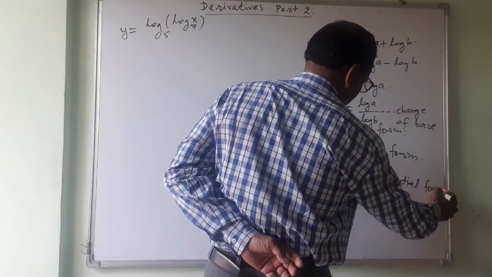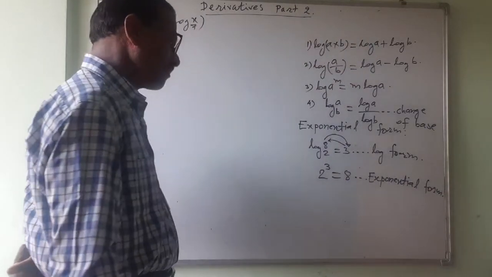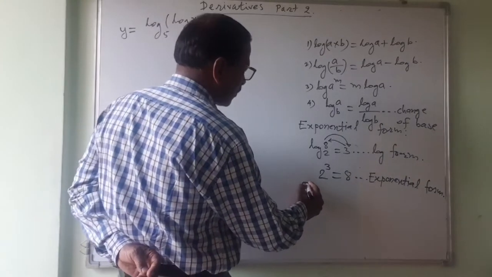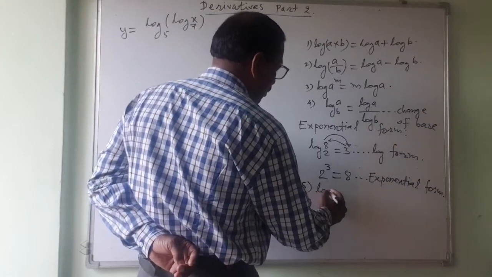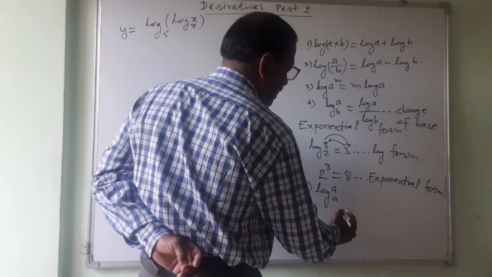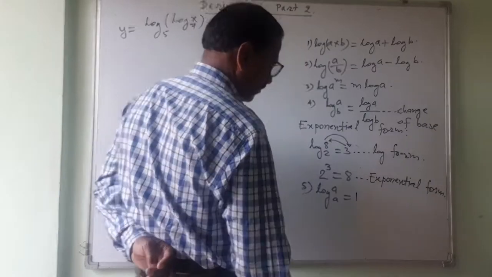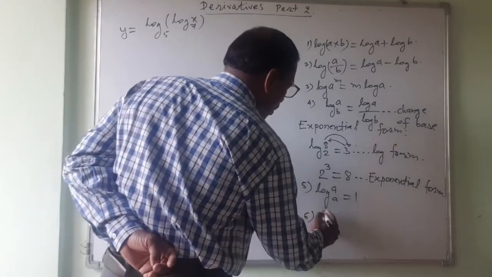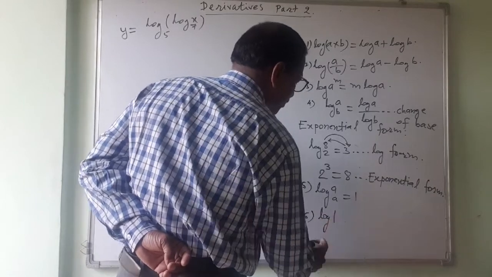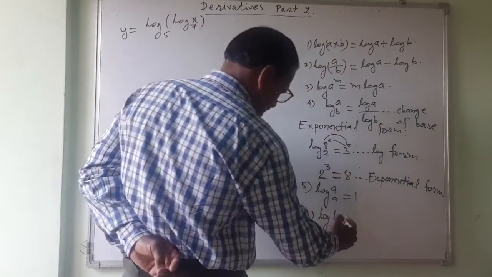Exponential form. Some other rules also. 5. Log of a to the base a is equal to 1. And 6. Log of 1, base may be anything, is always 0.